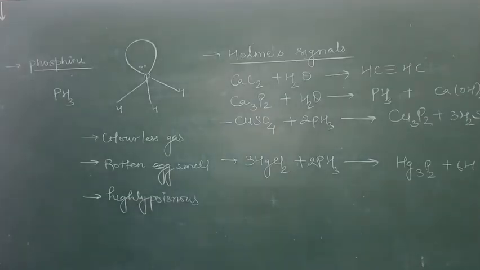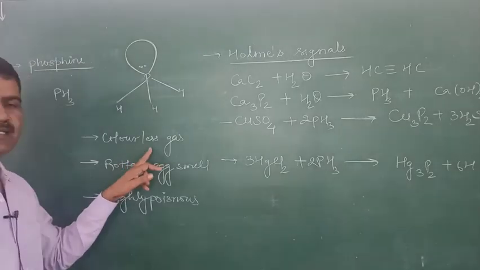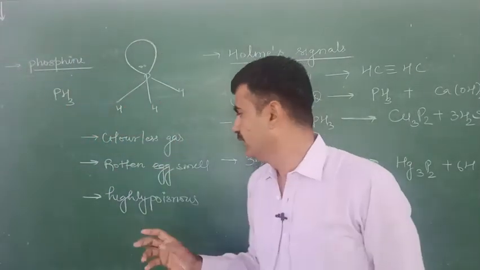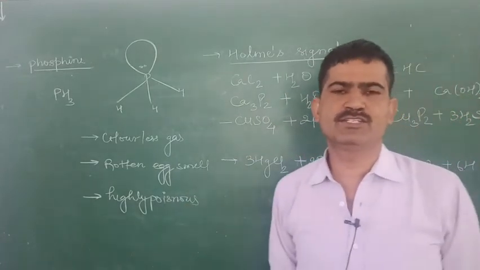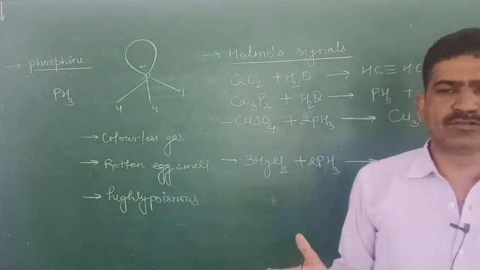Now students, after this we will discuss the physical properties of phosphine gas. Phosphine gas is a colorless gas with a rotten egg-like smell, and it is highly poisonous in nature. If you inhale this gas in excess, it leads to death.